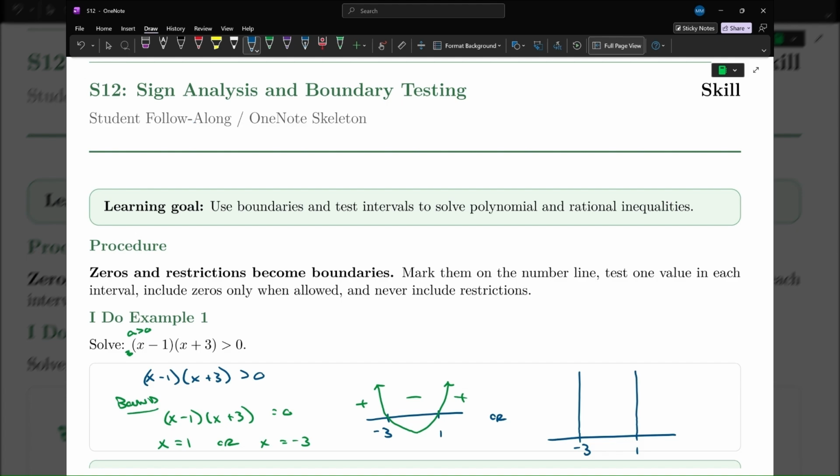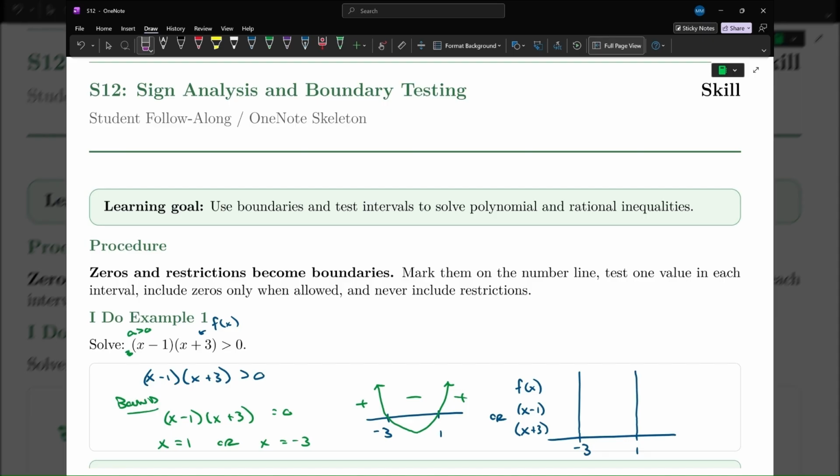Well, things that change my sign are going to be x minus 1 and x plus 3. So x plus 3 and x minus 1. What do I really care about? I really care about my whole function. I'm just going to name it f, a whole function.